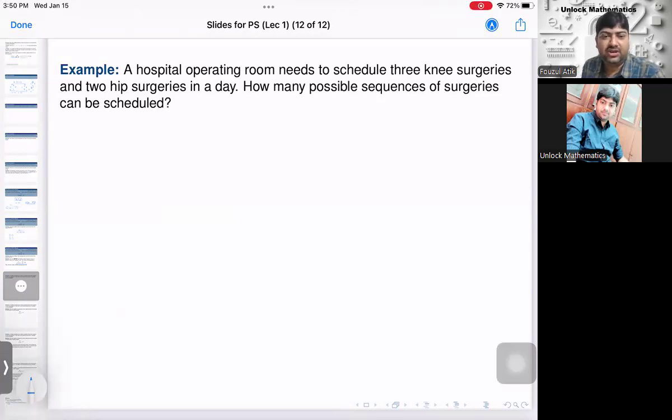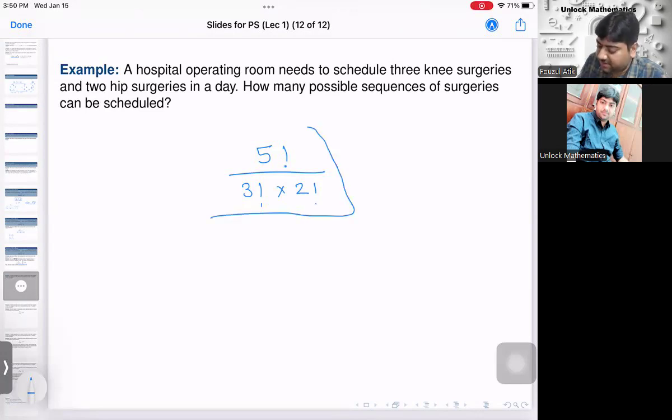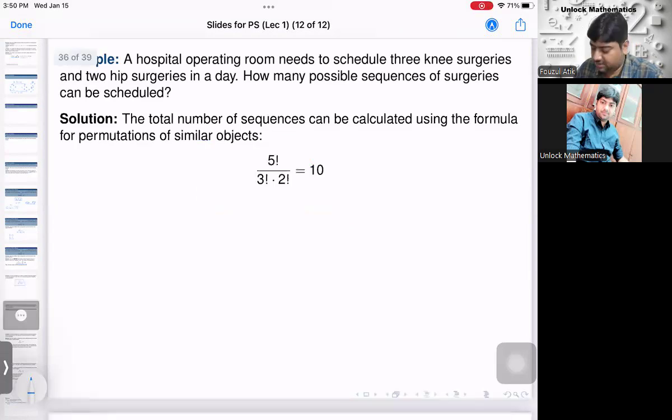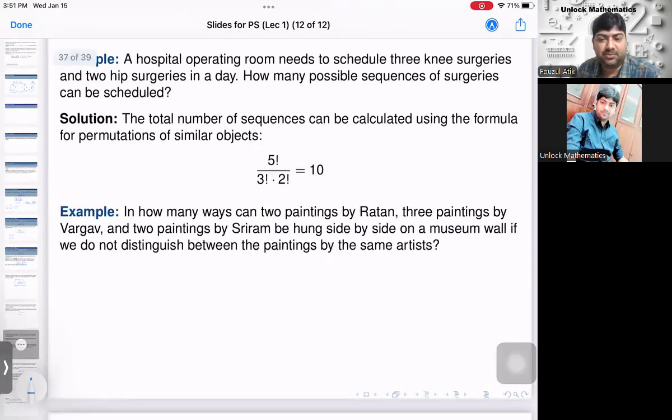Yes, so 3 knee surgeries and 2 hip surgeries in a day need to be scheduled. So there are 5 surgeries, right? And 3 of them are knee surgeries, so they are of similar type. So you should write 3 factorial, and the 2 hip surgeries are of similar type. So how many different sequences of surgeries can be scheduled? It is 5 factorial divided by 3 factorial into 2 factorial. Clear? Yes, this is what we have discussed. So there are 10 possible sequences. Yeah, a similar example.